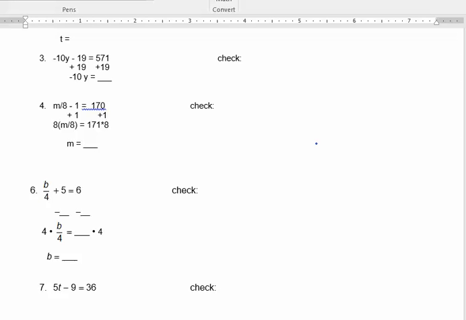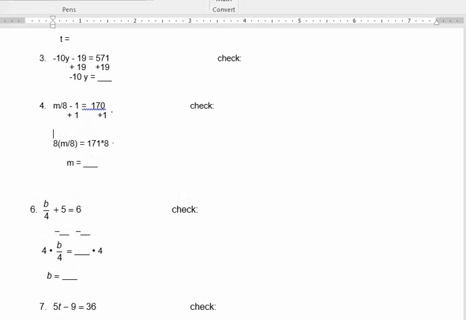So I add 1. Then I get m over 8 equals 171. Let me go back to put a line here, because I really need one more line before I get to what I was writing. So on this line, I would write that m over 8 equals 171.